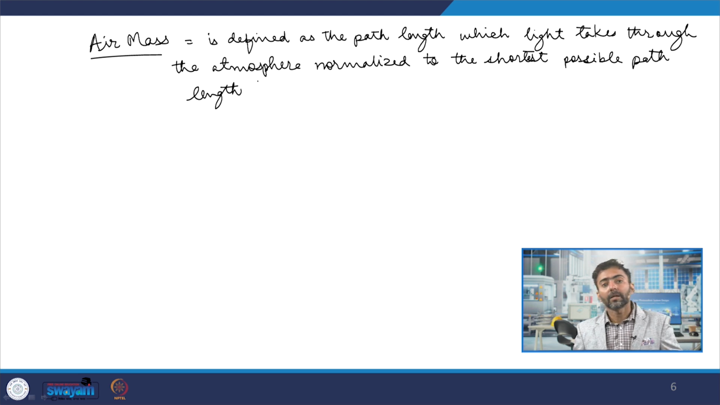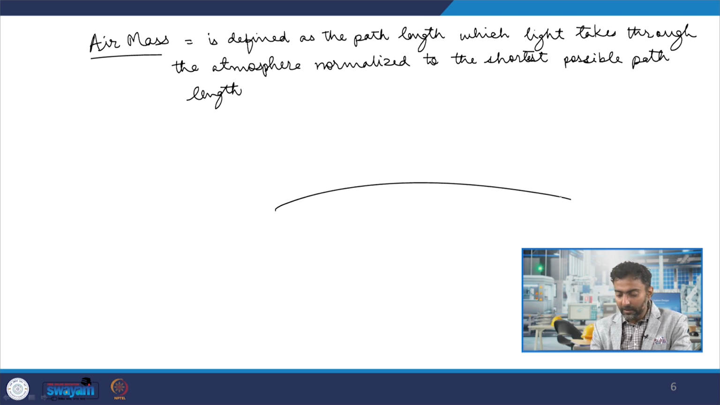So, air mass is nothing but the path length which light takes through the Earth's atmosphere, but it is not measured in meters or kilometers or any distance unit. Rather, it is measured normalized to the shortest path length through the atmosphere. So, whatever is the shortest path length through the atmosphere, we take that as unity 1, and compared to that, what is the ratio or what is the length which the solar radiation is taking at a given instant, that is the air mass. To understand this better, let me explain with a simple schematic diagram.